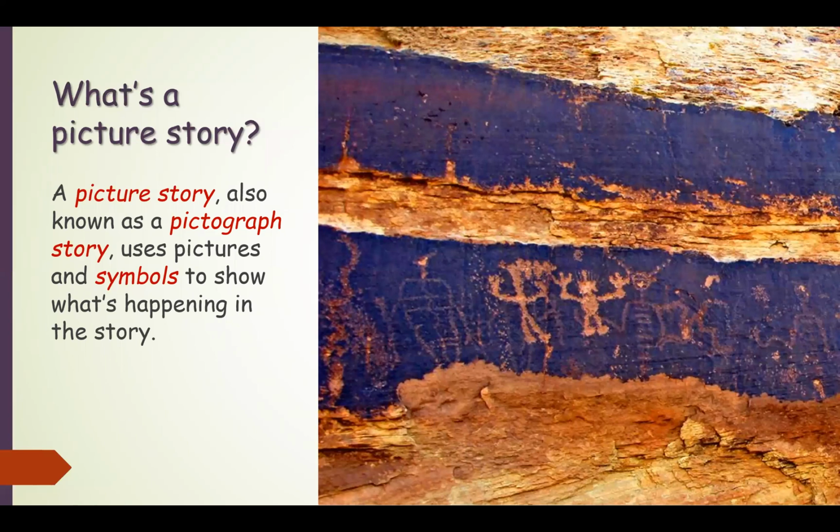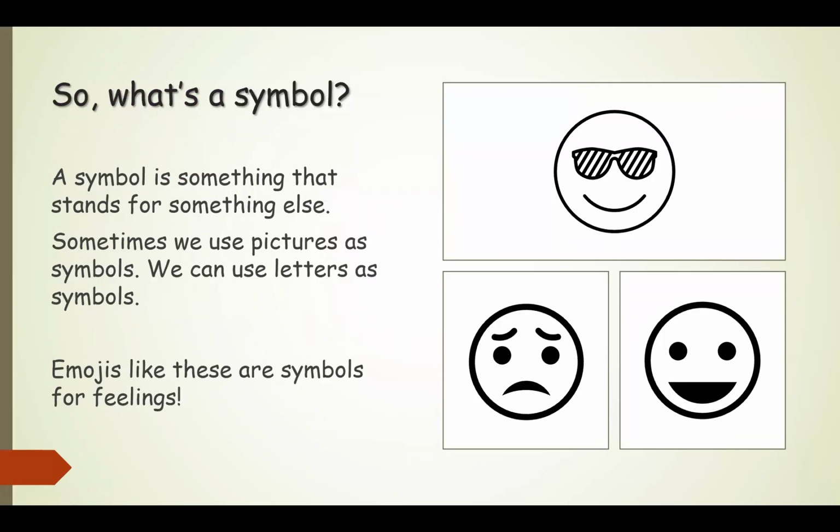So what's a picture story? A picture story, also known as a pictograph story, uses pictures and symbols to show what's happening in the story. And what's a symbol? A symbol is something that stands for something else. So sometimes we use pictures as symbols, we can use letters as symbols.